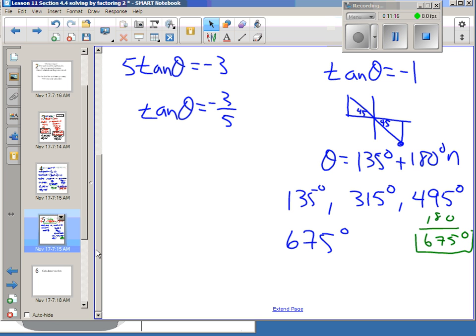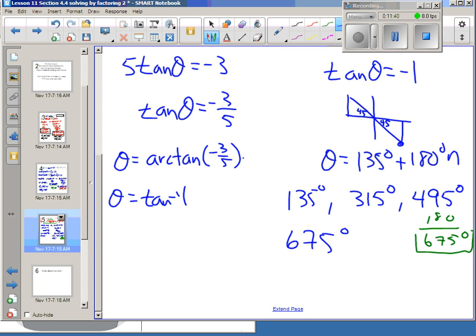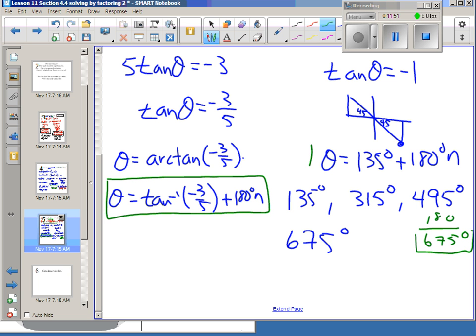Now this one right here is leading into the next part, which is actually using our calculator. Because I can find an answer using a calculator. What I need to do is, theta is, well, we could really say arctan, the angle whose tangent is negative 3/5, right? And what is that? It's the inverse tan of negative 3/5 plus 180n. So there's my general solution. Again, here's my general solution, and here's my other part of my general solution. That part is the general solution part.